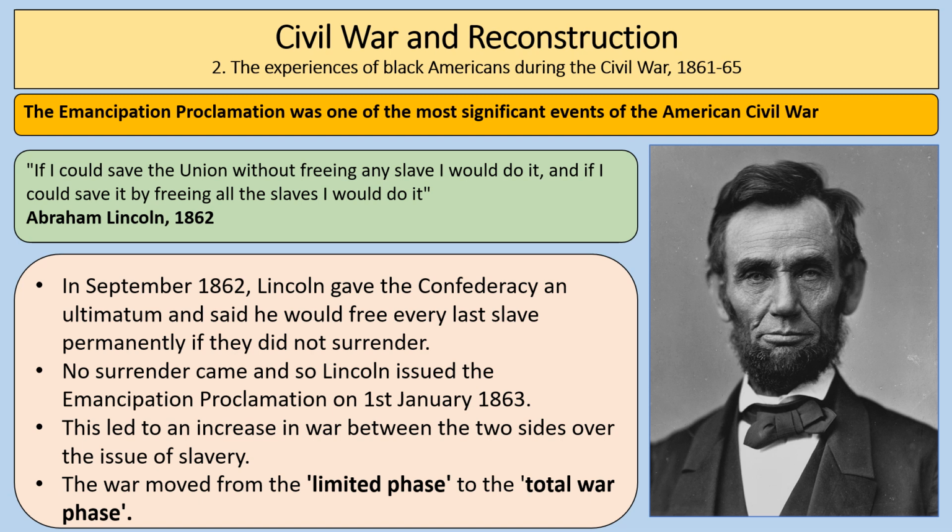Now in September 1862, Lincoln gave the Confederacy an ultimatum, and he said he would free every last slave permanently if they did not surrender. No surrender came, so Lincoln issued the Emancipation Proclamation on the 1st of January 1863. This led to an increase in war between the two sides over the issue of slavery, and the war moved from the limited phase to the total war phase.